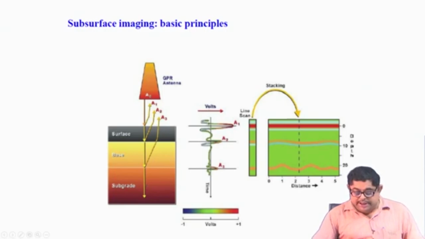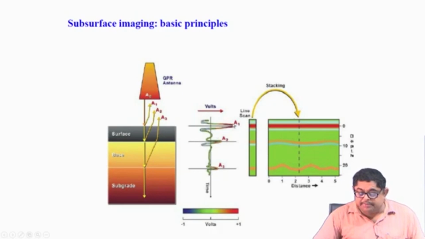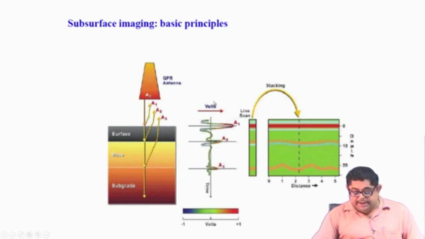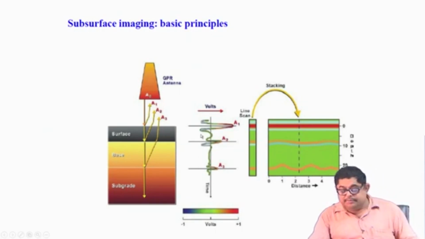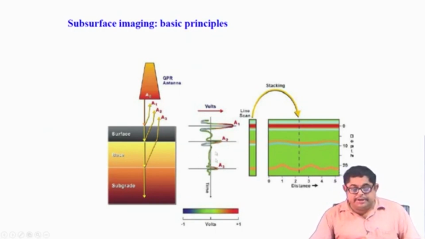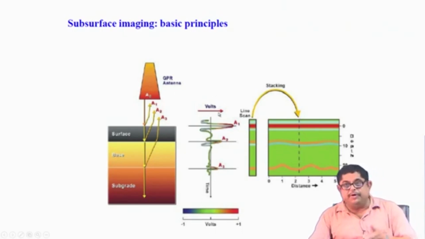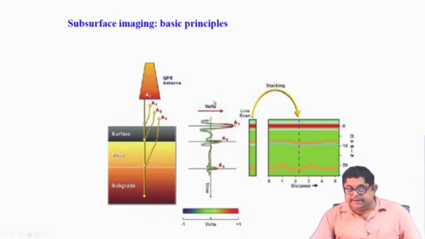With time, because the lower ones take much more time to reach, the returns come later. So A1 will come first, A0 is before that, then A2 will come, A3 will come, etc. In radar terminology, this waveform, the voltage versus time that you obtain, is called an A scan.